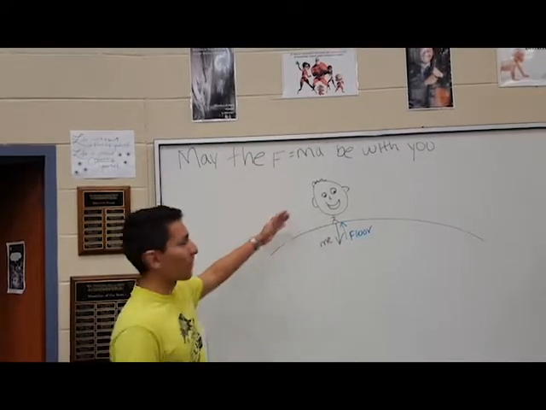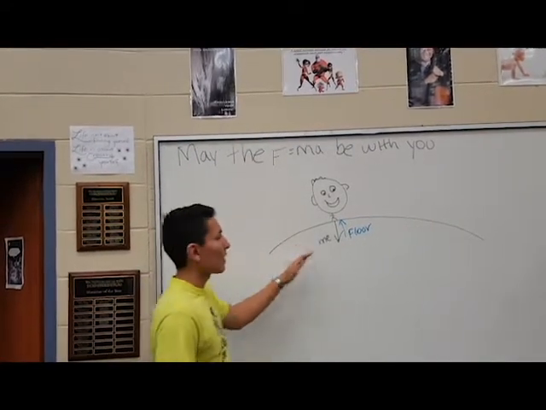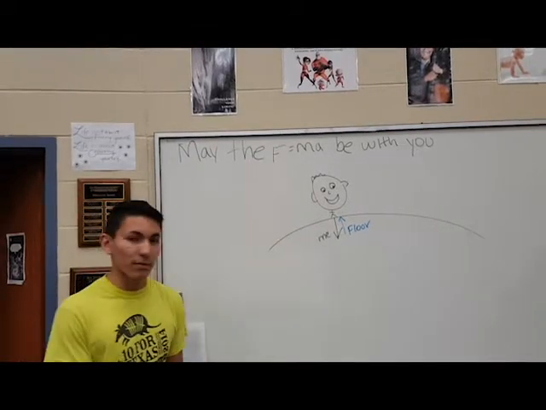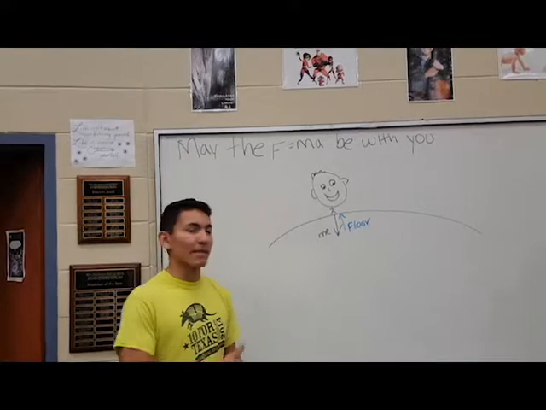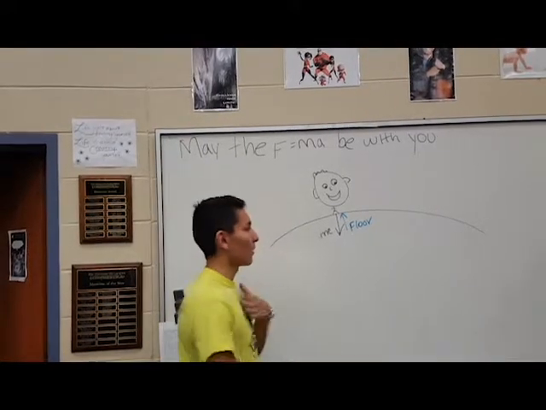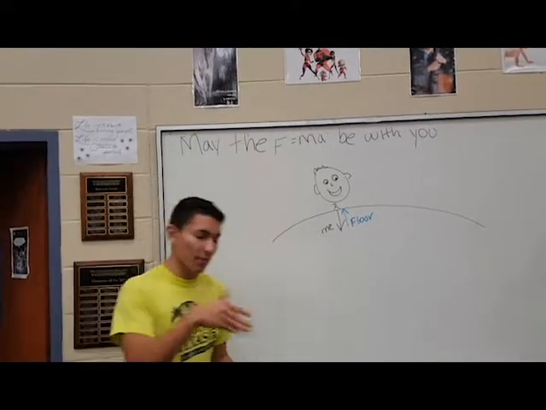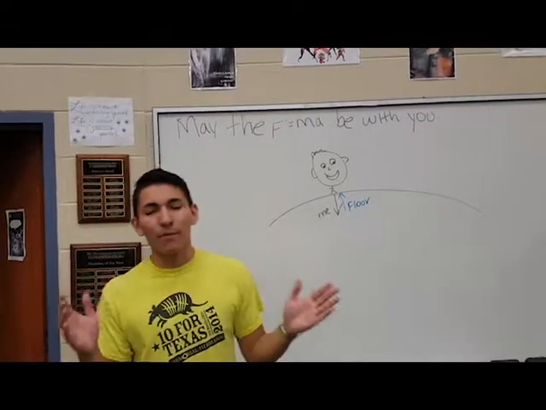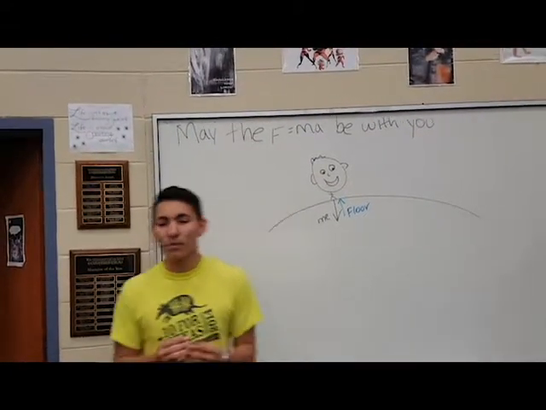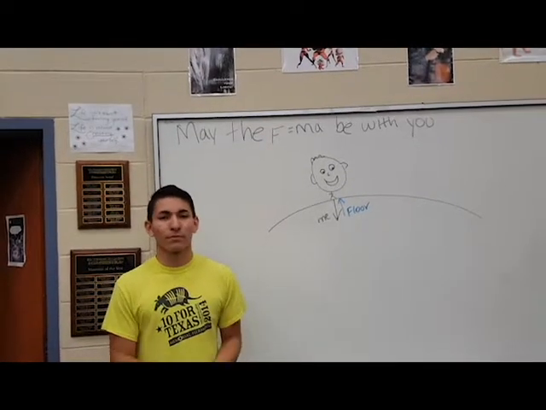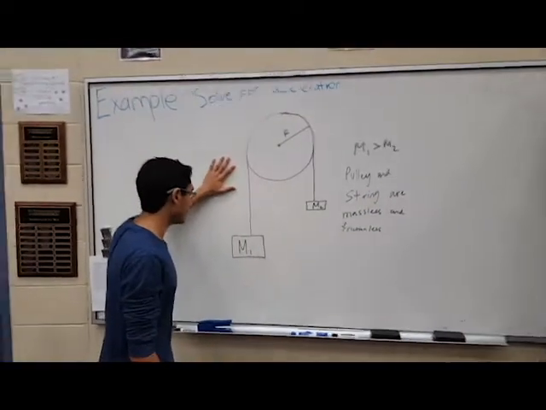In this example, I am standing on the floor. I am also putting a force on the floor. The floor is going to react by placing the exact amount of force on me. That way, I'm not going through the floor. The key for using Newton's third law is to identify the two objects, then look for how they interact with each other. So here we have a problem.